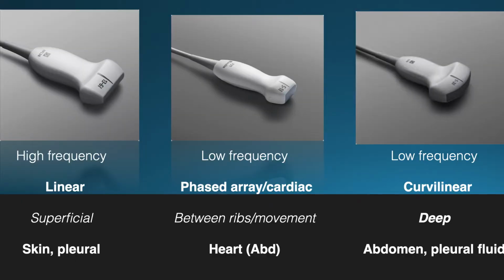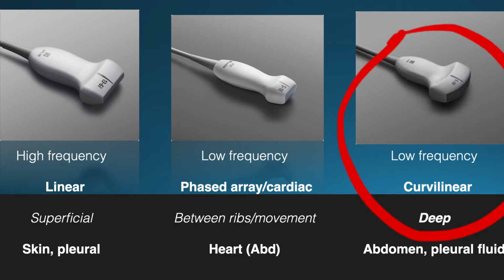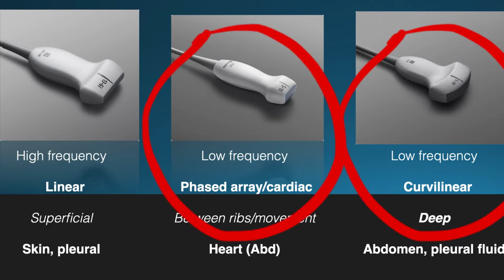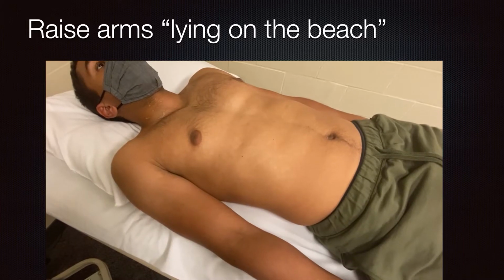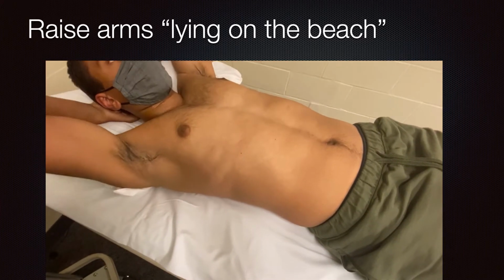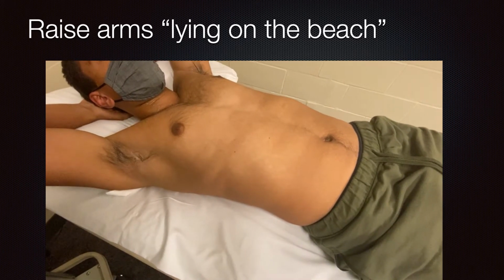So to talk first off the probes that you can use, most commonly is the curvilinear or abdominal probe to look at the bladder and the kidneys. If this isn't available, certainly a phased array or cardiac probe works very well. So when positioning patients, you want to have them lie flat on the bed on their back, and then again have them raise their arms like they're, quote, lying on the beach sunning themselves.